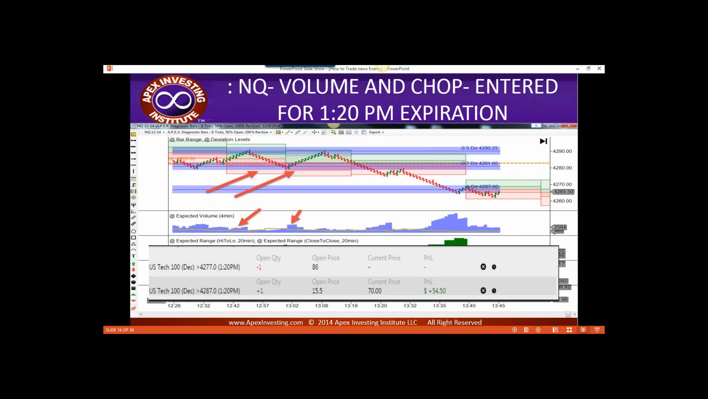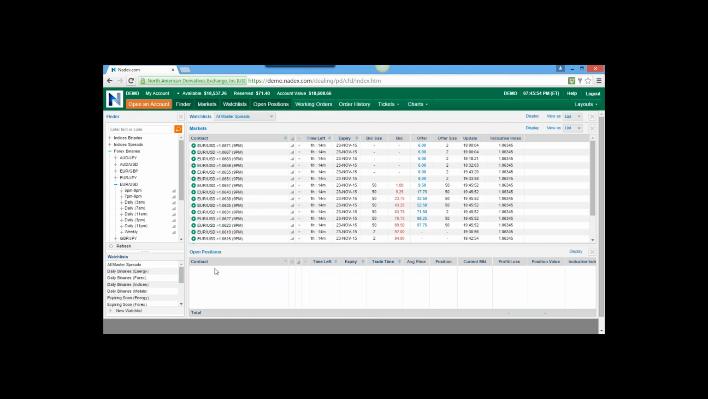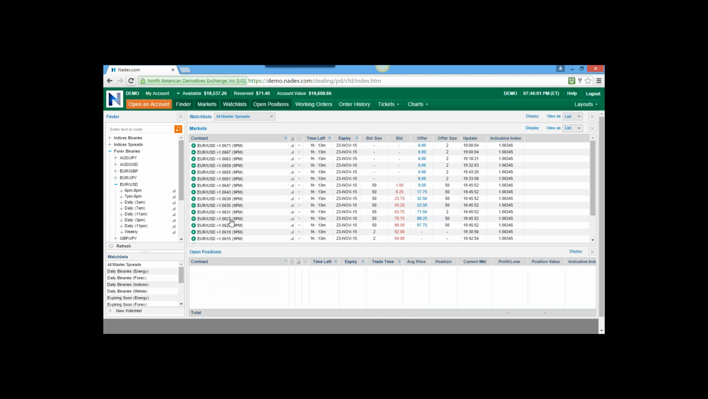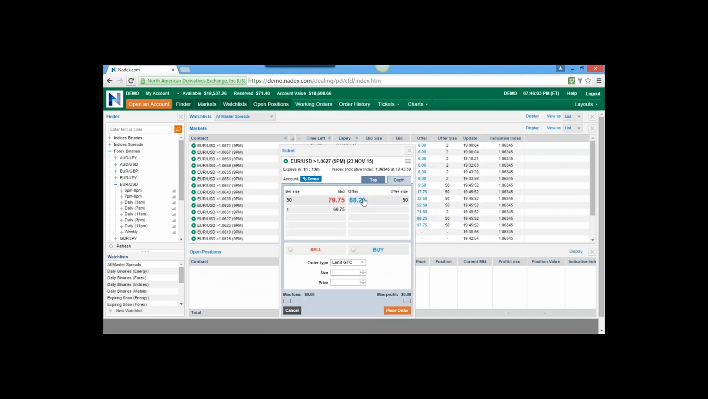How is it $14 and the bid price is 86? Because it's the sell side, William. Okay, it's the sell side. When you buy a binary, okay, all right, this is the buy side, this is the sell side.